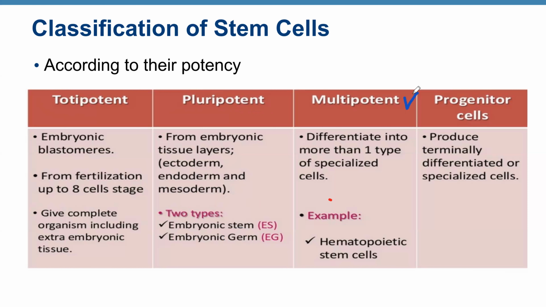Then multipotent. They differentiate into more than 1 type of specialized cells. So an example would be hematopoietic stem cells that differentiate into all cells found in your blood, right? Your blood cells. And progenitor cells. They produce terminally differentiated or specialized cells. So you see the potency, the ability to differentiate, decreases from totipotent to multipotent and then to progenitor cells.